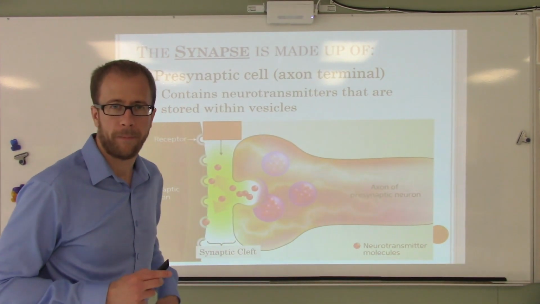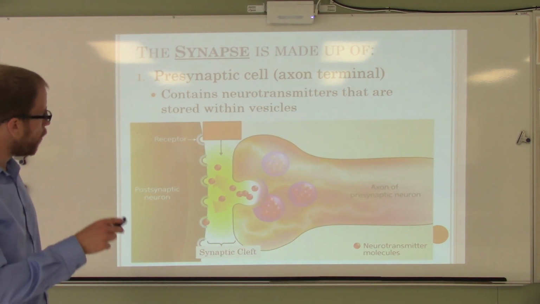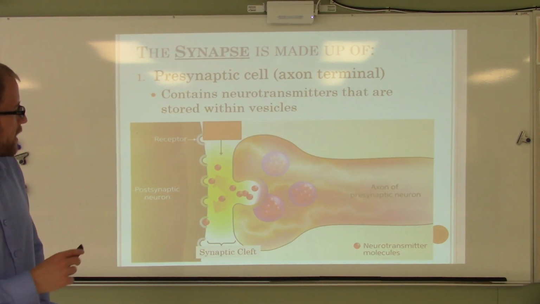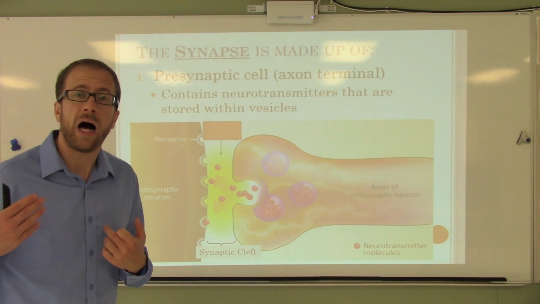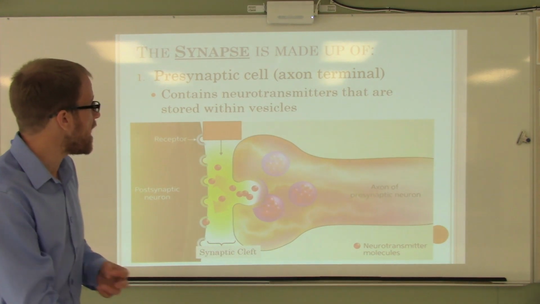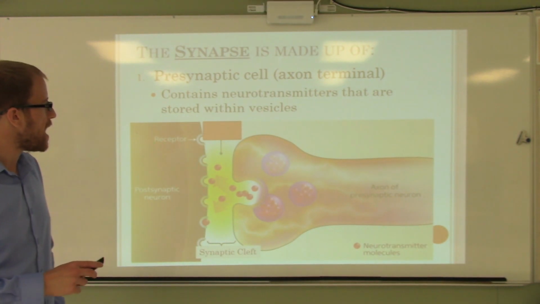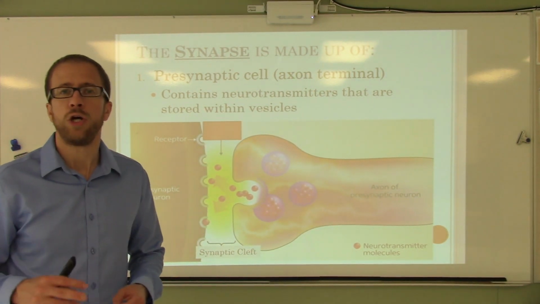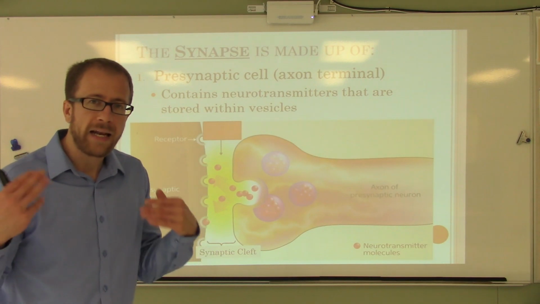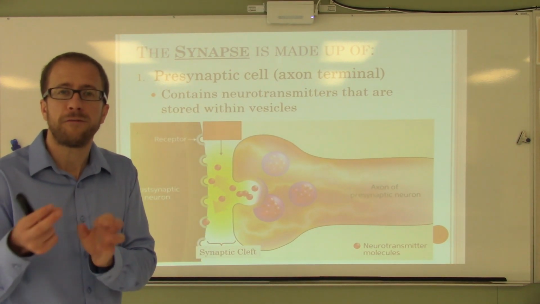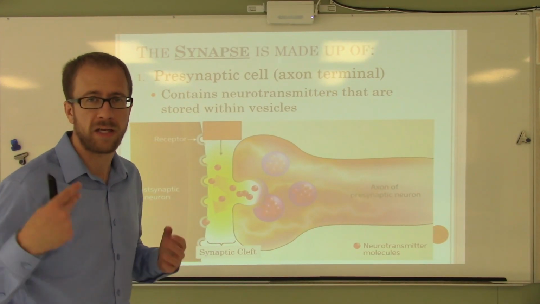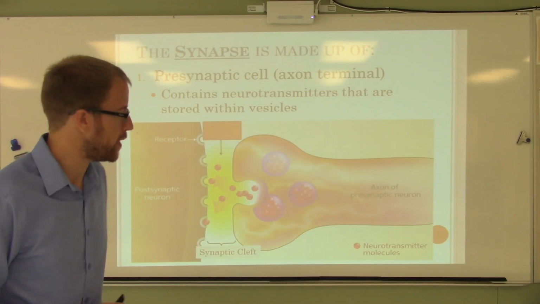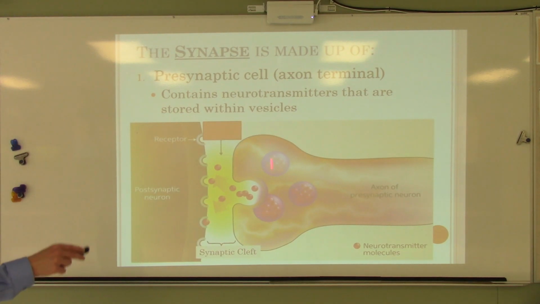The synapse is what occurs at the junction between the end of your axon and the thing it is acting on. Now, it always involves a presynaptic cell. In this case, well, in all cases, it's your axon terminal, the end of your axon. And your axon terminal contains neurotransmitters. That is how that signal moves from one neuron to another, how it acts upon things.